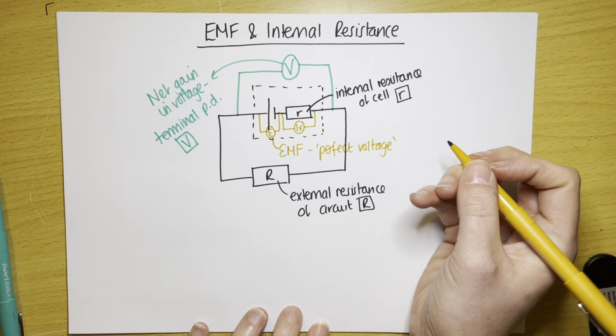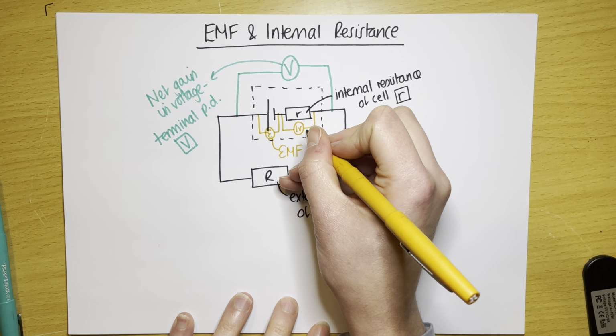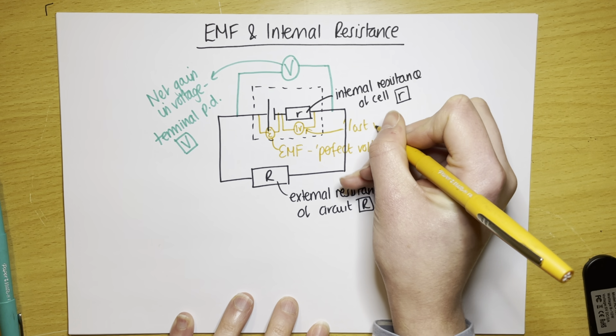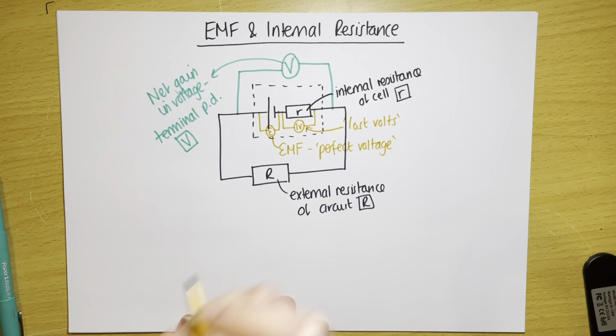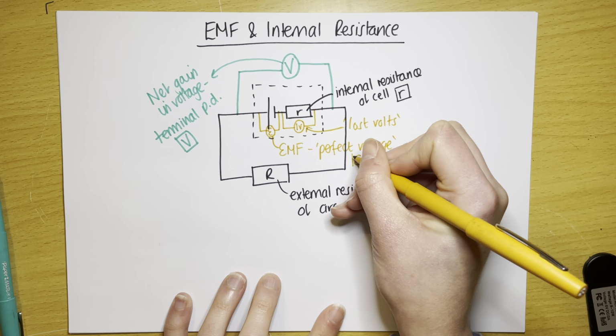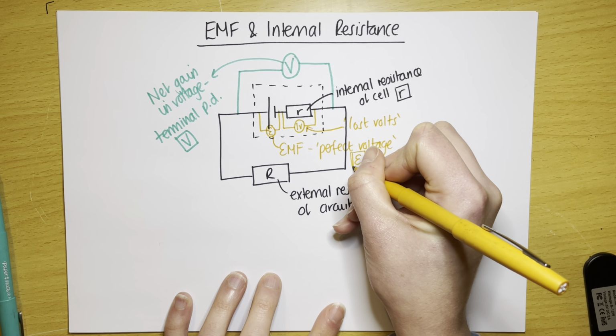And then here, we've got lost volts. That's what this stands for. Annoyingly, it doesn't have a symbol. The symbol for EMF is either E or curly E. I like to use curly E personally.